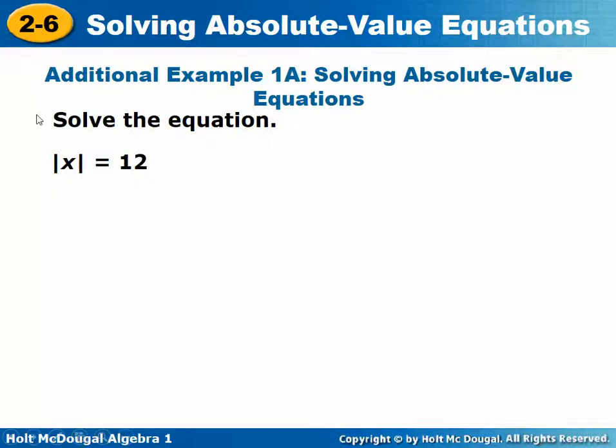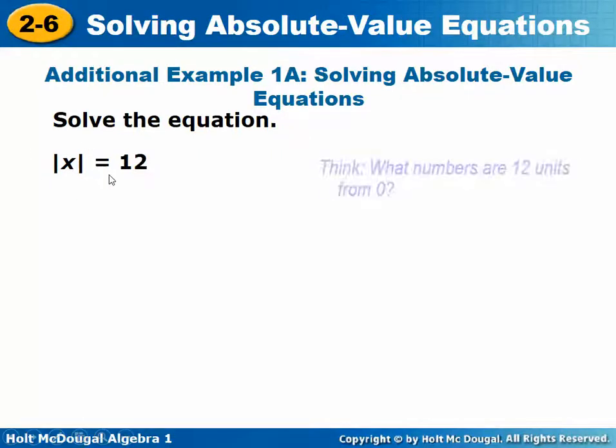So this is the very simplest problem you could have. I don't even know if there's any this simple on your worksheet. We already know the answer is going to be 12 and -12, but let's go through those steps. The first thing you would do is make sure that this is isolated, meaning there's not a 3 times the absolute value of x or the absolute value of x plus 7. It's just the absolute value of x. So that step is already done. We don't have to do it.